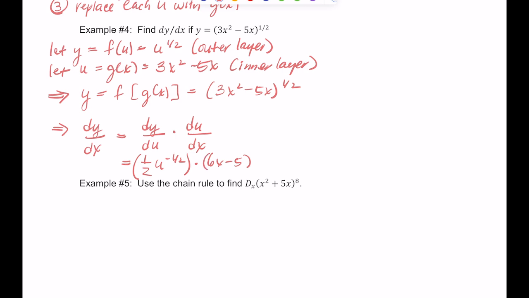So then your final answer is going to be the derivative of y with respect to x. I want to replace the u's with what it actually equals, so 3x squared minus 5x. So I'm going to have 1/2 times (3x squared minus 5x) to the negative 1/2 power, and then times 6x minus 5.